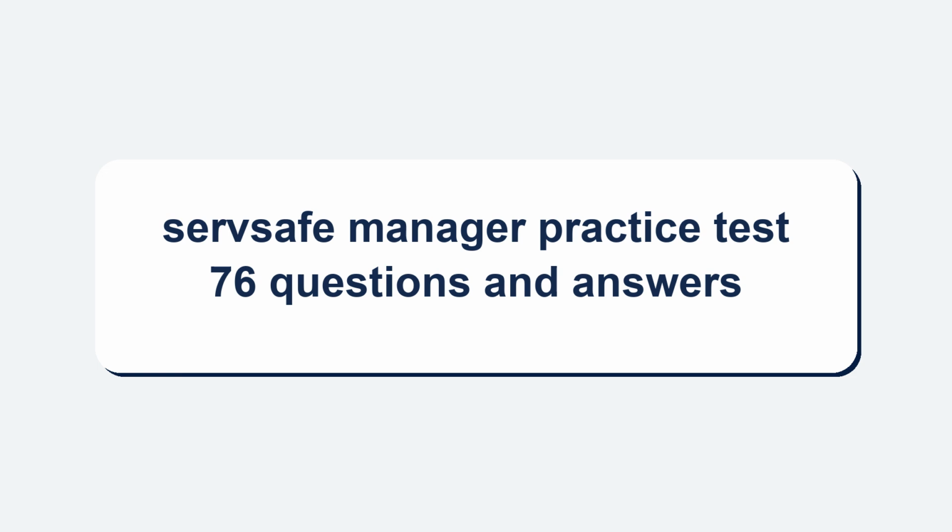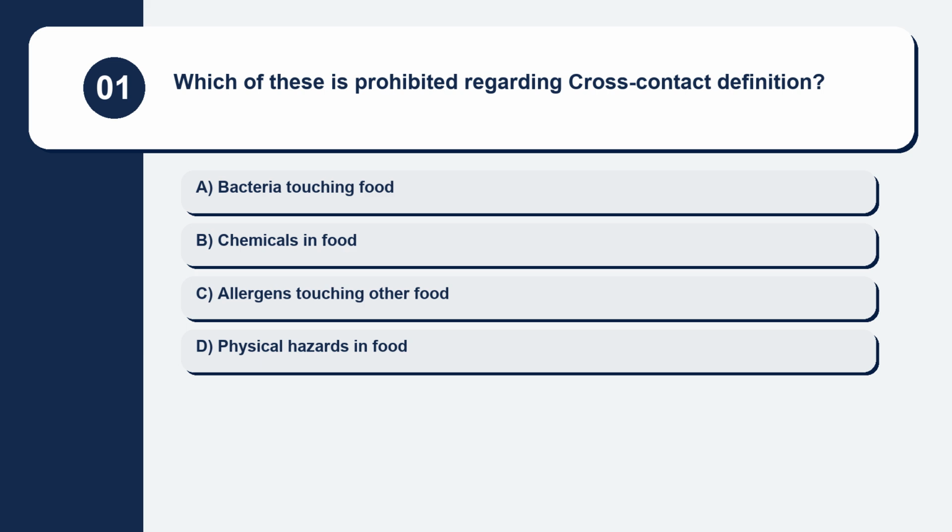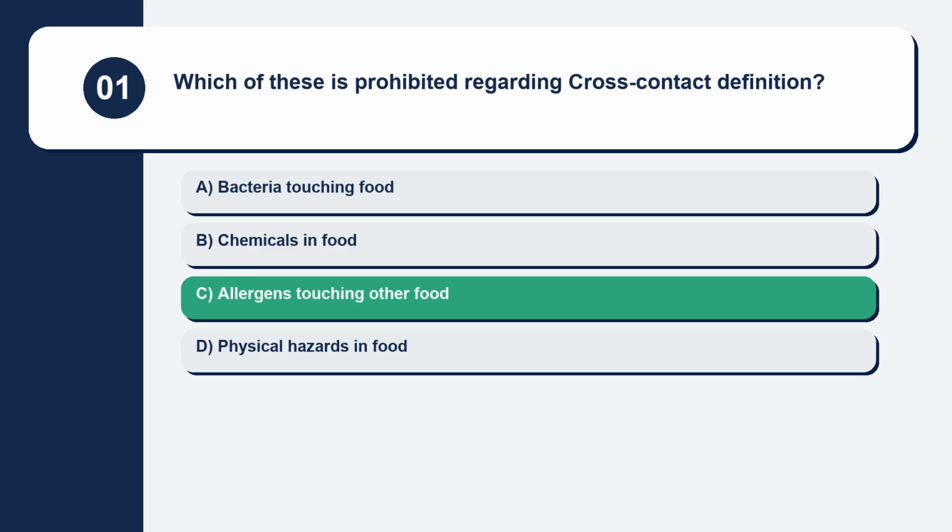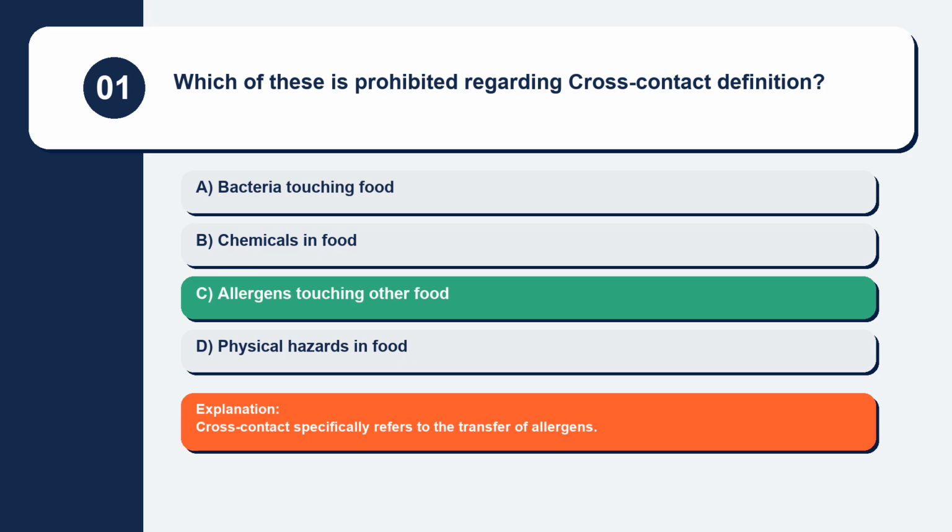ServSafe Manager practice test, 76 questions and answers. Question 1. Which of these is prohibited regarding cross-contact definition? Bacteria touching food, chemicals in food, allergens touching other food, physical hazards in food. Cross-contact specifically refers to the transfer of allergens.